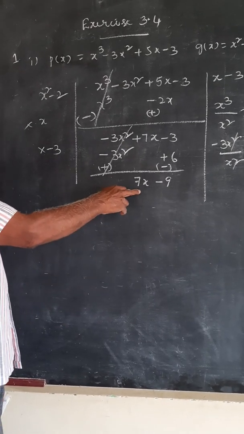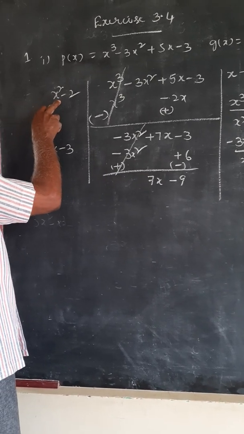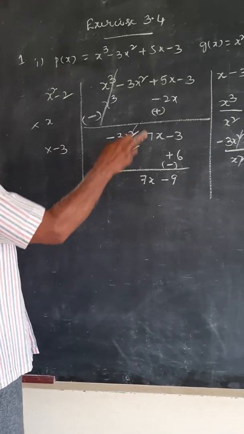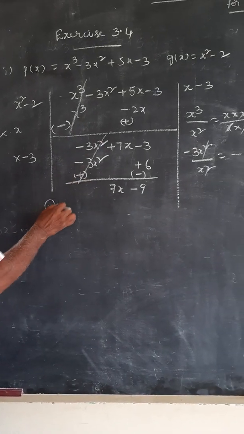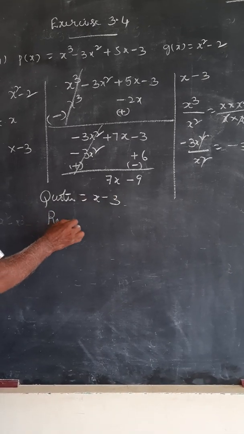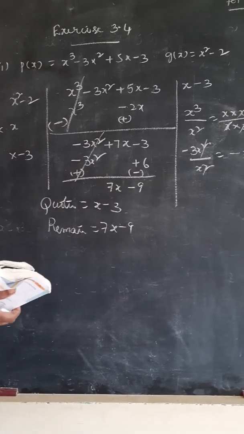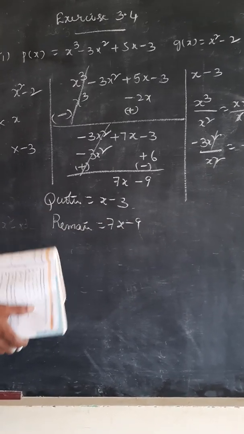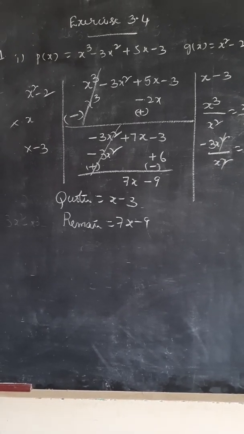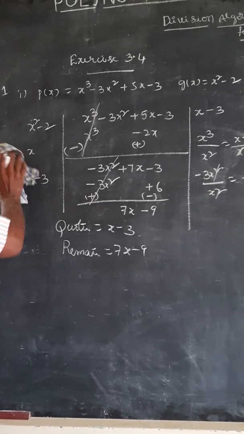Now observe, the degree of the remainder is 1, but the degree of the divisor is 2. That's why the division is not possible. Stop the division and write the quotient and the remainder. So what is the quotient? It is equal to x minus 3 and the remainder is equal to 7x minus 9. This is the first bit of the exercise. There are 3 bits, so we will practice one more bit.